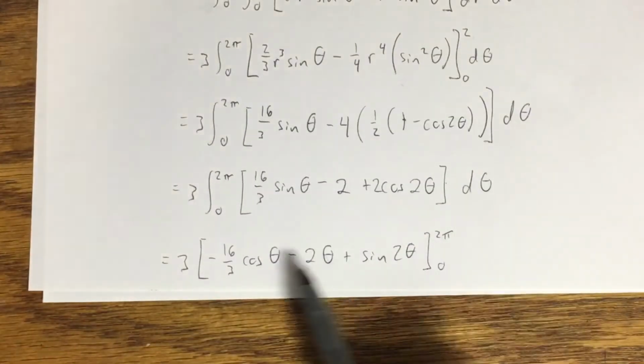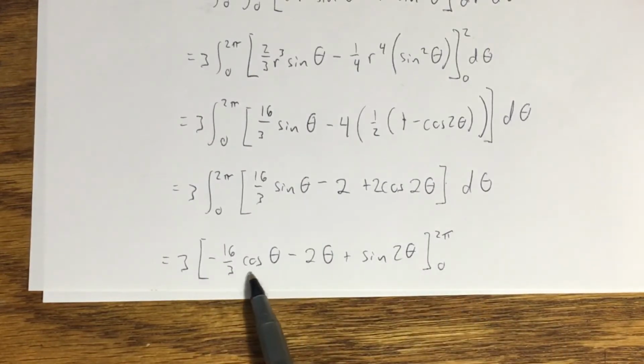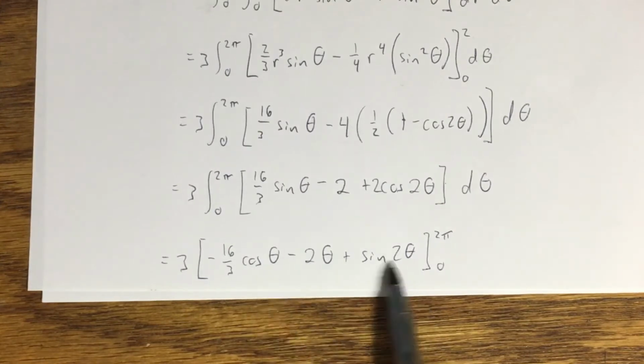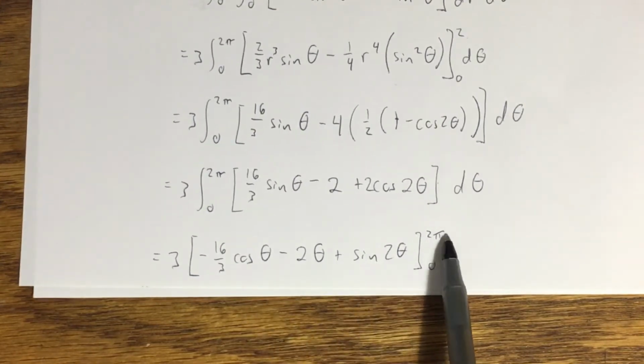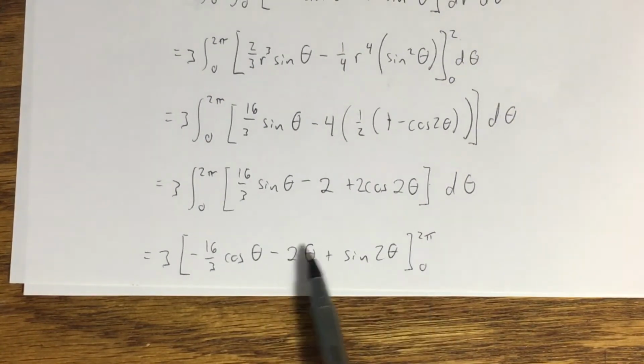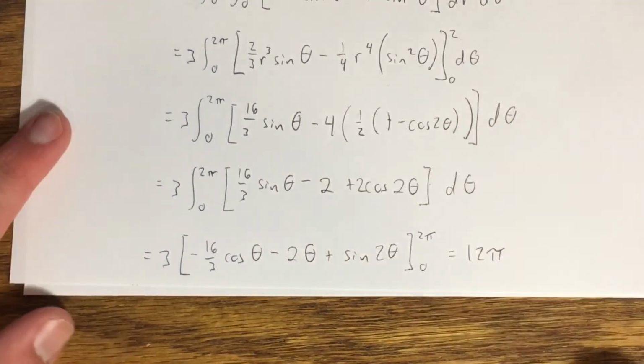Now, when I evaluate cosine of theta, 0 and 2 pi are coterminal to each other. So cosine of 2 pi and cosine of 0, same with sine of 4 pi here, 2 times that, and sine of 0. These are going to end up canceling themselves out when I plug these in, which means the -2 theta is the only thing that matters. Plugging a 0 in gives me a 0, so really it's just plugging a 2 pi in here. This becomes -4 pi times 3, which is -12 pi.